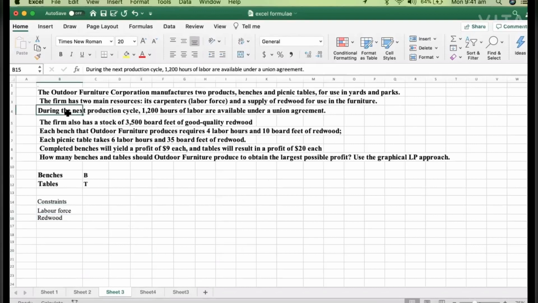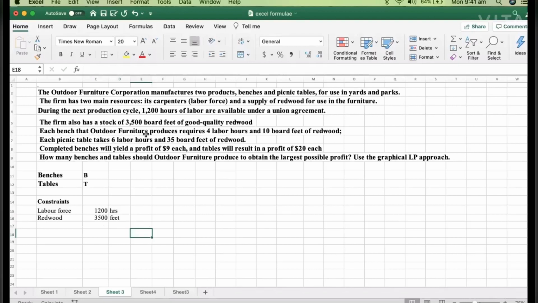The next thing is, during the next production cycle, 1200 hours of labor are available under a union agreement. That's why I was calling them constraints, because they are limited. We have only 1200 labor hours that we can use for our production. And the other thing is the firm has a stock of 3500 board feet of good quality redwood. So we have only 3500 board feet of redwood that we can use for our production.